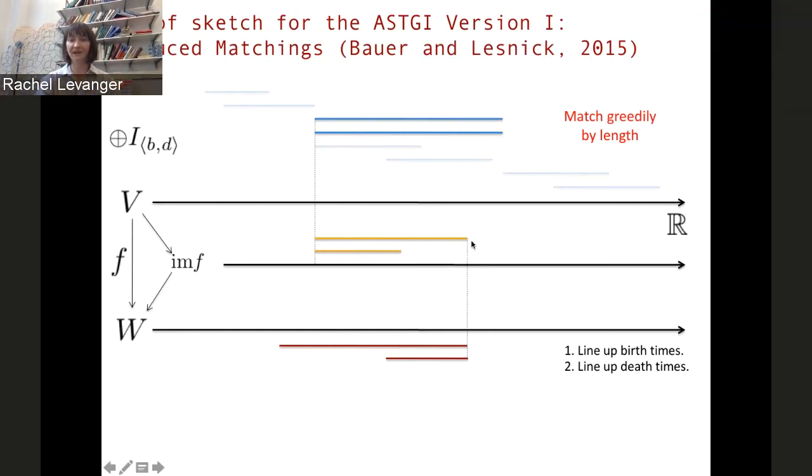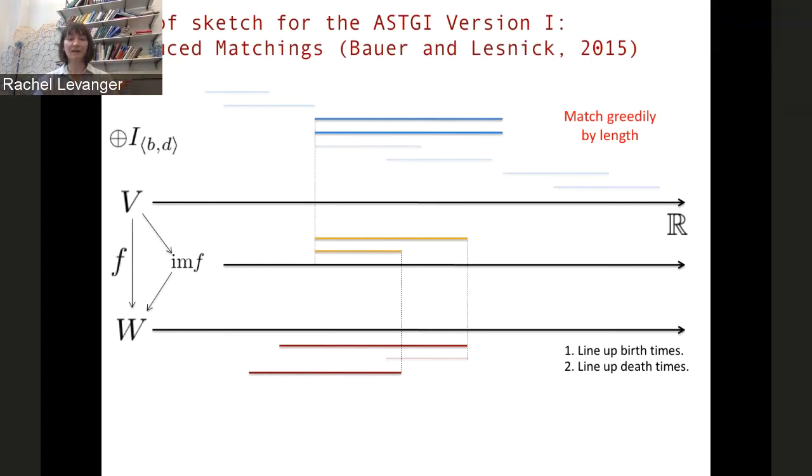And then you're going to line up the death times from W with death times in the image and do the same thing and do another greedy matching. And so in this case, this top bar gets mapped to the longest bar in the image and then down to the longest bar in W. So you'll get this bar at the very top and this bar at the top on the bottom are matched. And then maybe this one is matched with another one down here. So this is how the induced matching theorem algorithm works.